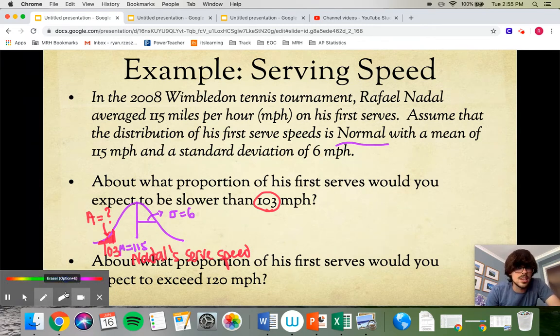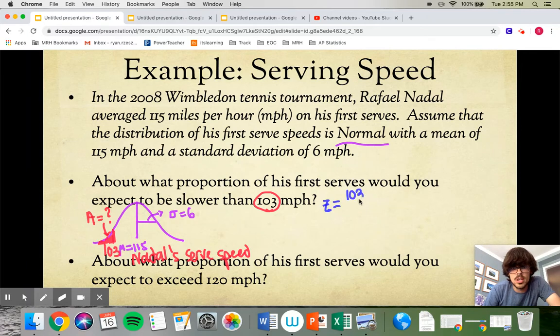Now, in order to do that, I need a z-score first because I need to be able to use my table. So the first thing I do is calculate my z-score. I would take the 103, my value, minus the mean. I would divide by my standard deviation, which in this problem is 6. If you actually calculate that, you're going to get a clean -2 right here. Then I've got to say what I'm doing, and I'm going to use table A. The probability that my z-score is less than -2, which is what I just got right here.